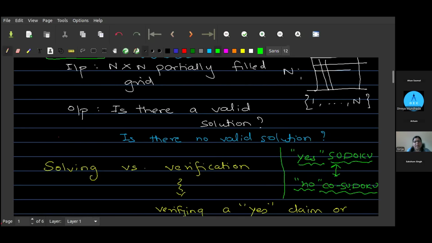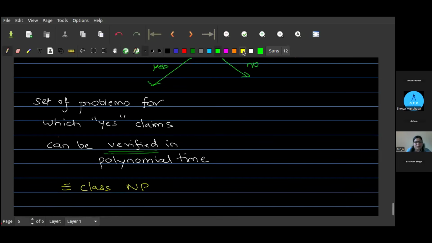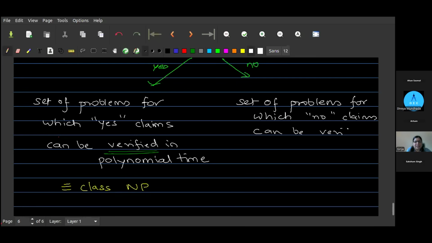of that problem, right? So in fact that is true, and why I defined it like co-sudoku is because this class will be called co-NP. I'm sorry. So this is the set of problems for which no claims can be verified in polynomial time, and this class is co-NP, complementary of NP. So if a problem is in NP, you can think of its complement.